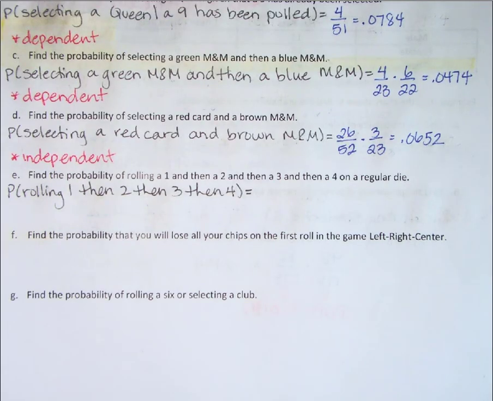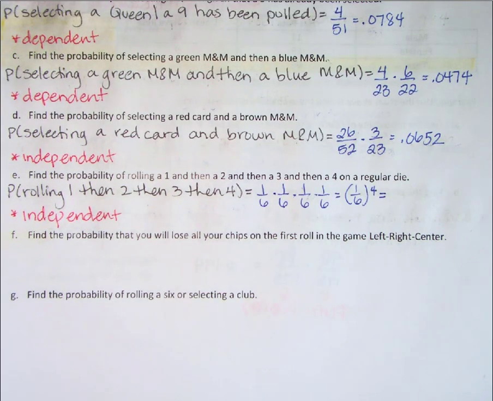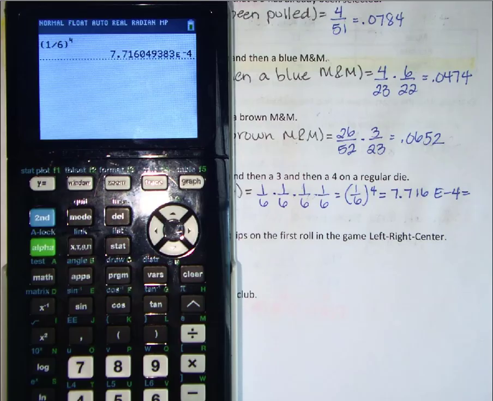For our next example, we want to find the probability of rolling a 1, then 2, then 3, then 4 on a regular die. Again, think about taking a die in a game and just rolling it over and over again. The probability of one has no bearing on the probability of another. That makes these independent events. Individually, the probability of each is 1 out of 6. We can write this as 1/6 raised to the 4th power.